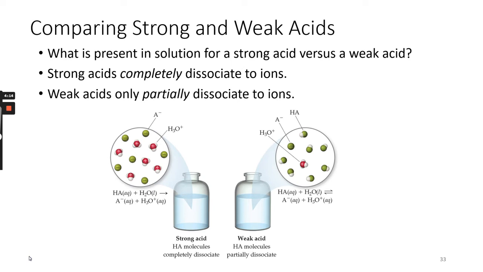So let's compare strong and weak. What is present in solution in a strong acid versus a weak acid? In a strong acid, you have all ions, because your acid separates into ions completely. In a weak acid, it only partially dissociates, so you will still have some of your original acid in there.